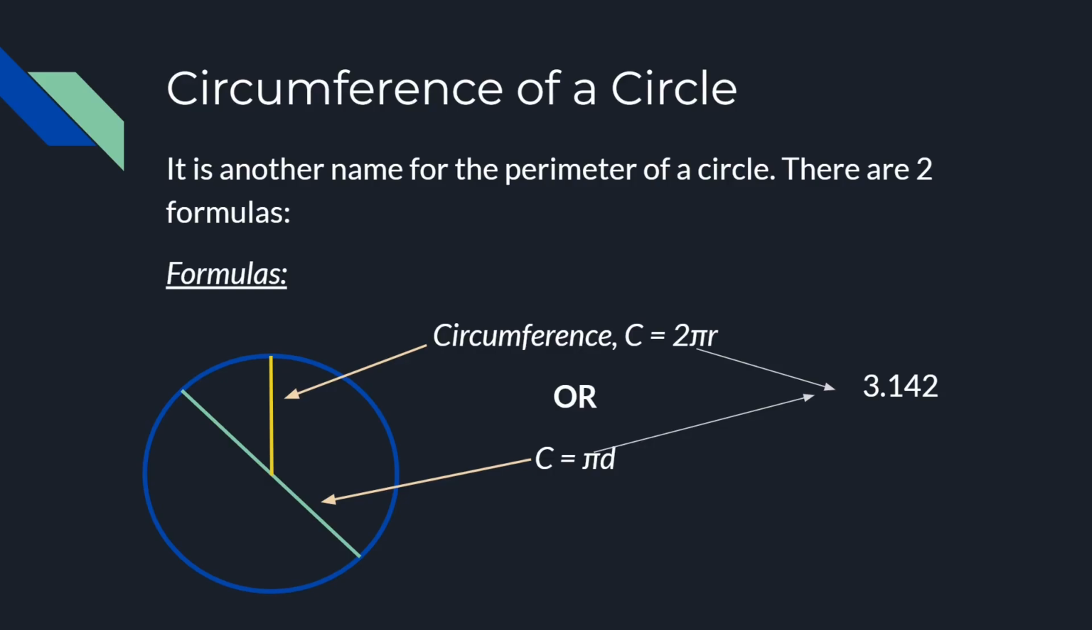The radius is represented by the yellow line. It starts at the center of the circle and touches anywhere on the circumference of the circle. In both cases, pi is used in the formula. Pi is a constant. Most of the time, the exam paper will give you the value of pi. If not, you should use it as 3.142.